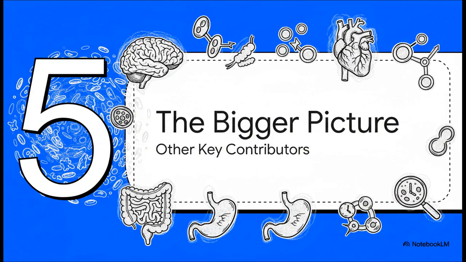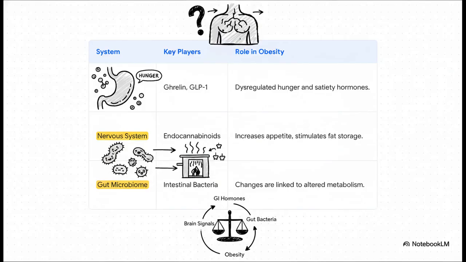All right, to get the full picture, we have to zoom out for a second and remember that fat tissue isn't acting alone. There are other major systems that play a role in all this. And this table gives you a great snapshot of those other key players. Your GI tract has hormones like ghrelin, the hunger hormone, that get all out of whack. Your nervous system has its own pathways that can drive appetite. And now we even know that the bacteria in your gut, your microbiome, can affect your metabolism. It really shows you that obesity is a true multi-system condition.